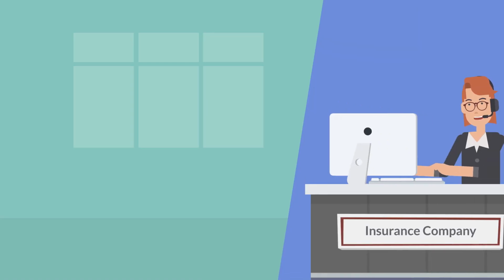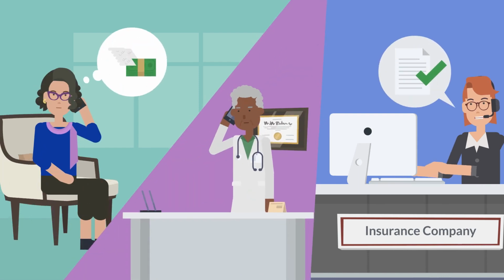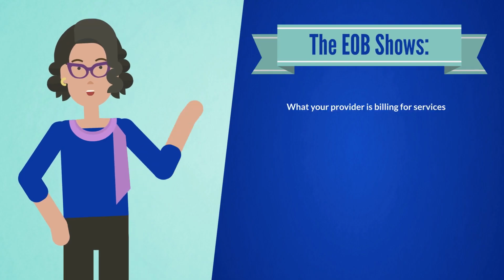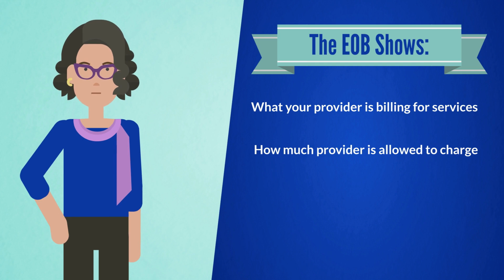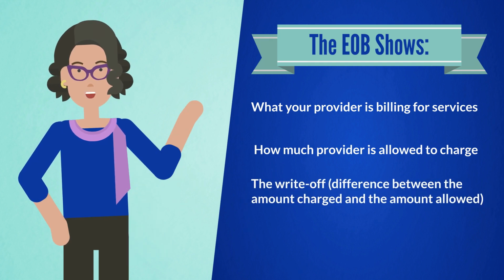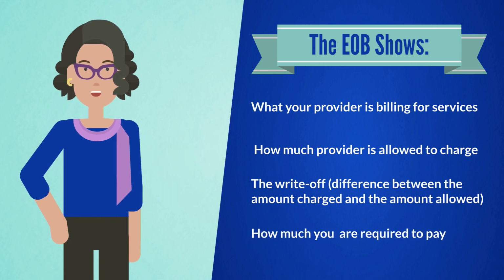Your insurance company looks at your plan and tells you and your healthcare provider how they are handling your claim. The EOB shows what your provider is billing for the care you received, how much the provider is allowed to charge based on the rate that the provider agreed to accept from the insurance company, the write-off, the difference between the amount charged and the amount allowed for your care, and how much you are required to pay.